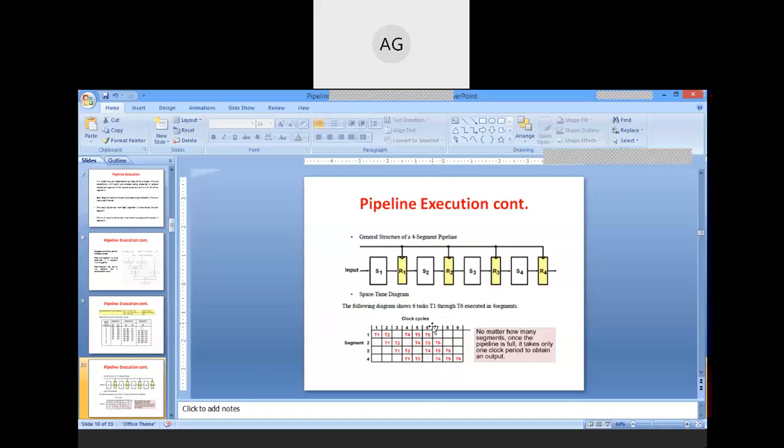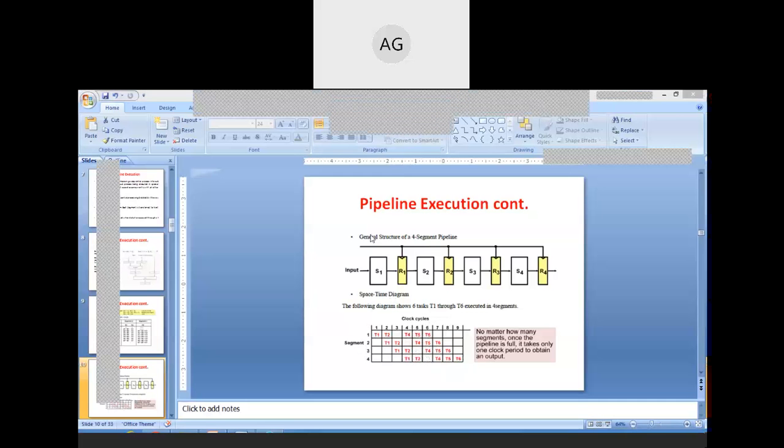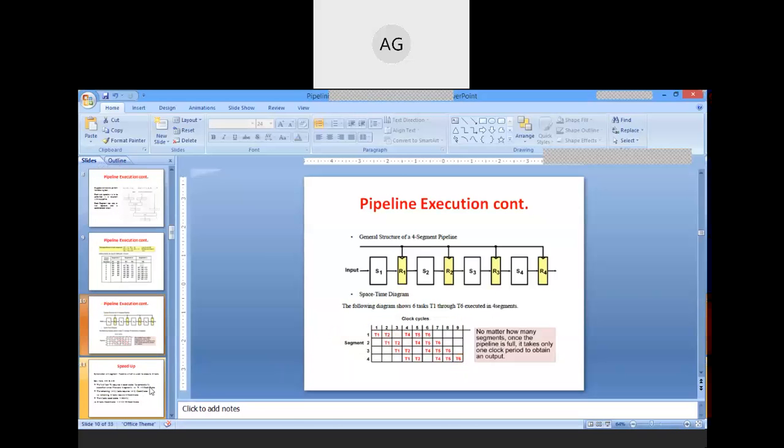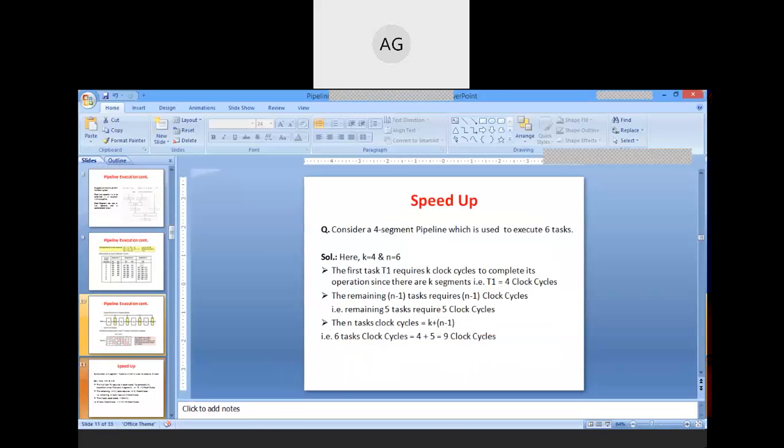The timing diagram, which is also known as the space time diagram, we already studied. Here also you can see that a four-stage pipeline is there, in which four segments are there: one, two, three, four. The clock cycles from 1 to 9 are also there, and you can see that task 6 has been performed at the ninth clock cycle. So in the case of pipeline, in order to execute 6 tasks in the 4 segment stage, we need 9 clock cycles. That we already studied in the previous class. So moving to the next topic.